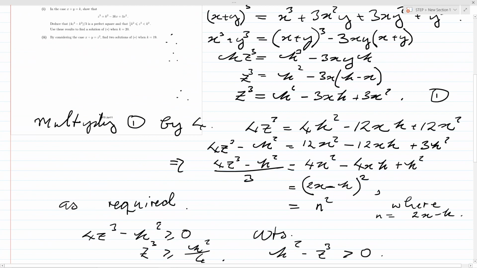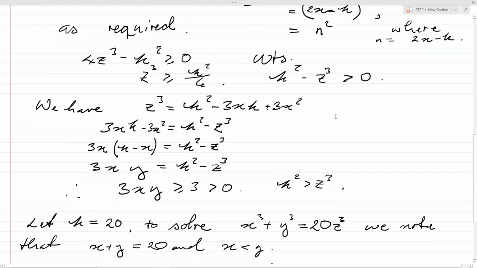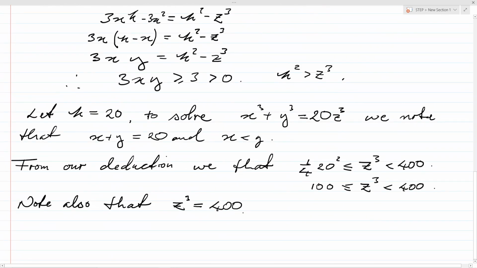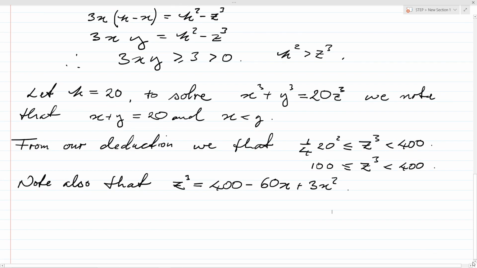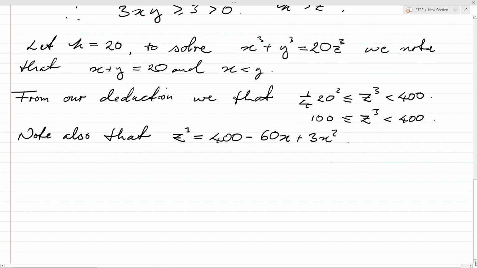Minus 3xk, so that's minus 60x plus 3x squared. So that's going to be minus 60x plus 3x squared. So we've got a quadratic. So if we have a bound on z, we just solve this for x, and then we can sub back into our original equation. That seems like the most obvious thing to do. So let us proceed. So what can we say from here?